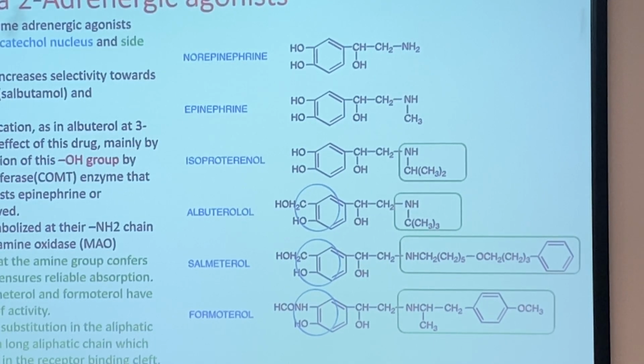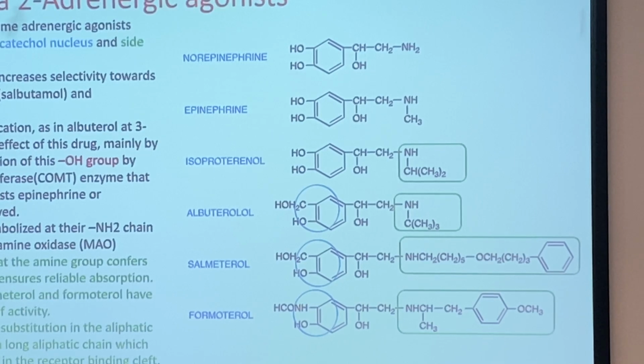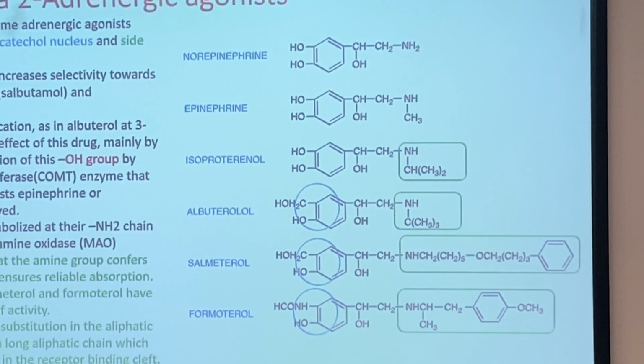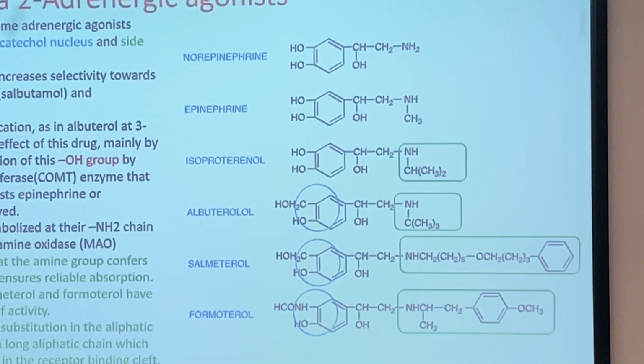Similarly, if you can mask the amino group here, even the secondary amine, then you can increase the ability of these molecules to bind to beta-adrenergic receptors and prolong their activity. So there are two places where you can play around and make chemically stable compounds.